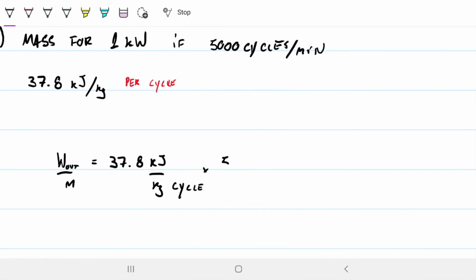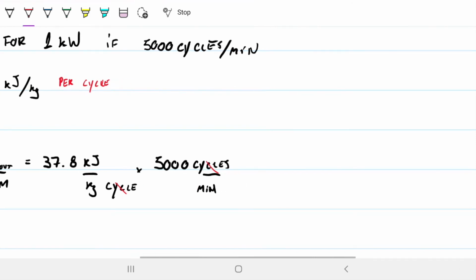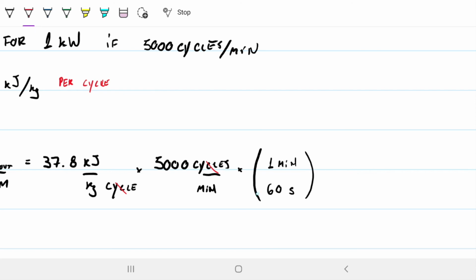And I know that I have 5,000 cycles per minute. That's how fast this guy is spinning. And if you look at this, we're going to get rid of the cycles, but we're going to be left with kilojoules per minute, right? And that doesn't really help us out, so I'm going to go ahead and convert this into seconds. So I'm going to do 1 minute has 60 seconds, and that's going to give me kilowatts, which is what I'm looking for.